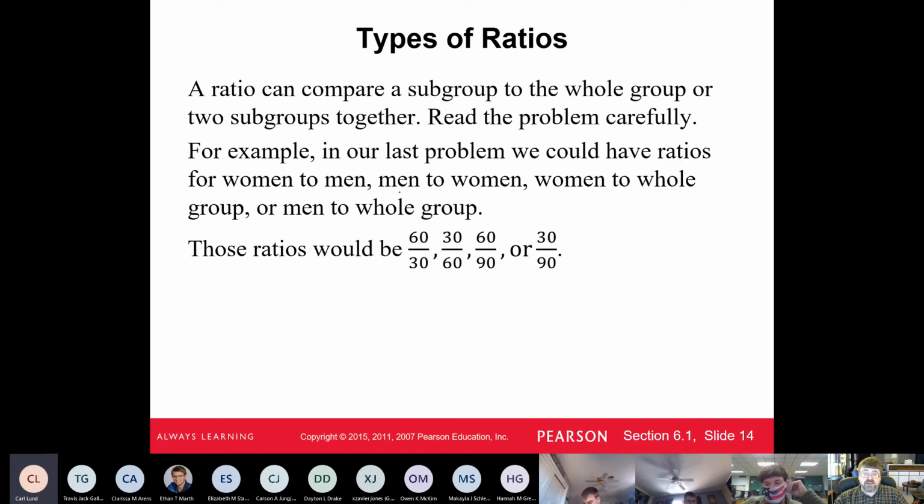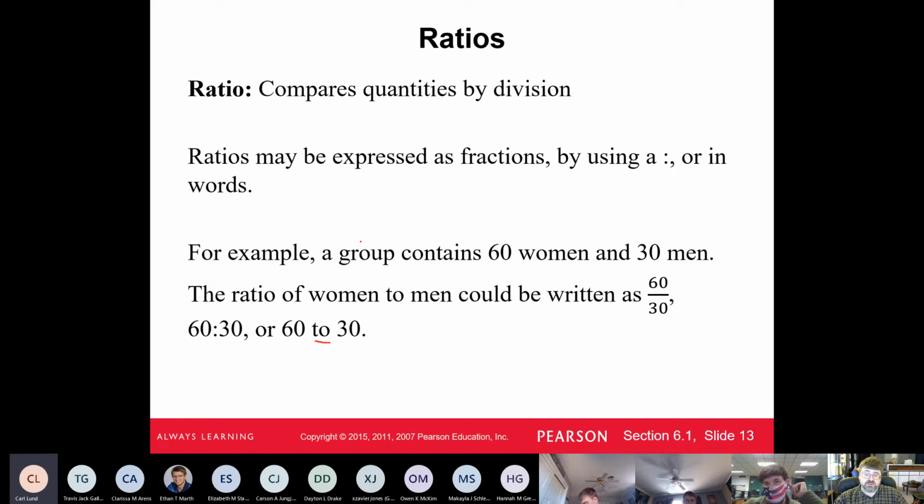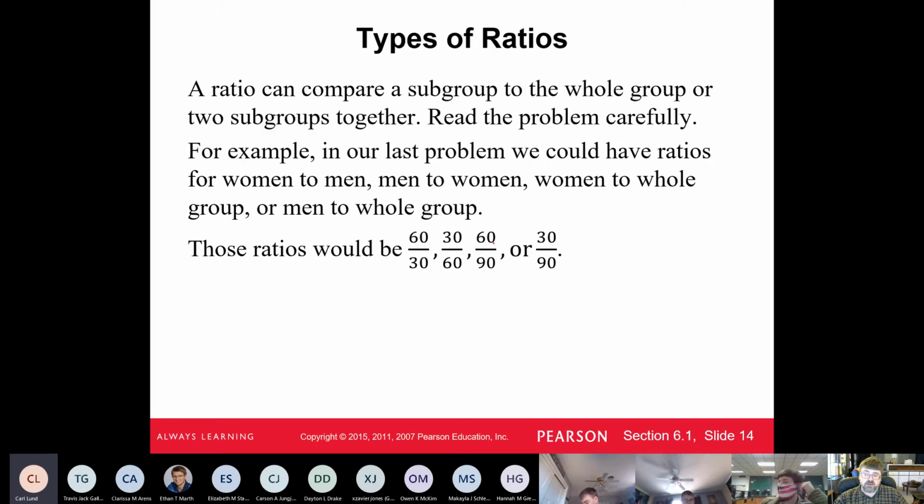It is important to recognize that a ratio could compare anything. So here, in this particular group of 90 people, we're comparing, in this ratio, women to men. We could also compare men to women. That would be a ratio of 30 to 60. We could compare the ratio of women to the whole group, 60 to 90. We can compare the ratio of men to the whole group, 30 to 90. So there are multiple ways that we could write a ratio. It depends on what we're comparing.